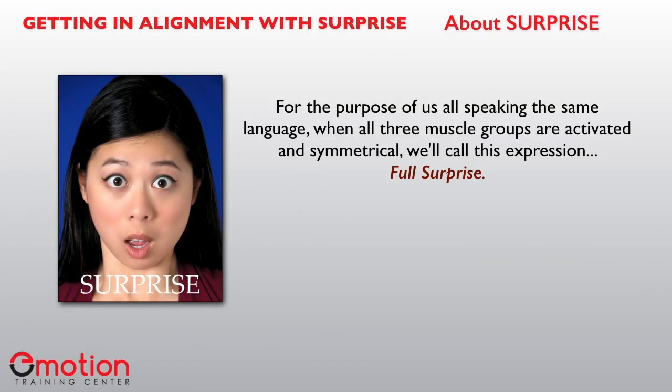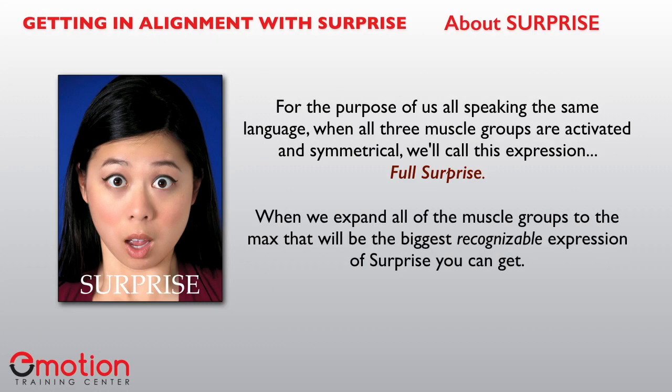Now, for the purpose of us all speaking the same emotional language, when all three muscle groups are activated and symmetrical, we're going to call this expression full surprise. However, when we expand all the muscle groups to the very max, that's going to be the biggest recognizable expression of surprise you can get. Sometimes, especially in commercials, they're going to ask, I need to see a really big surprise. More than likely, it's not going to be real. It's going to be the emblem of surprise, but you never know when you're going to need it.